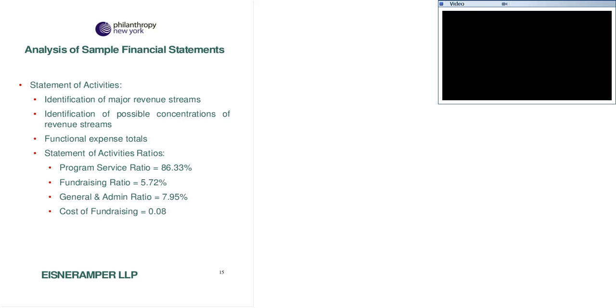Okay. I've given you a couple of ratios here. Again, there are various watchdog agencies that have certain feelings about the percentages and what they should be. Obviously, a program service ratio of 86% is very good. And a fundraising ratio of 5% I think is normal and average.